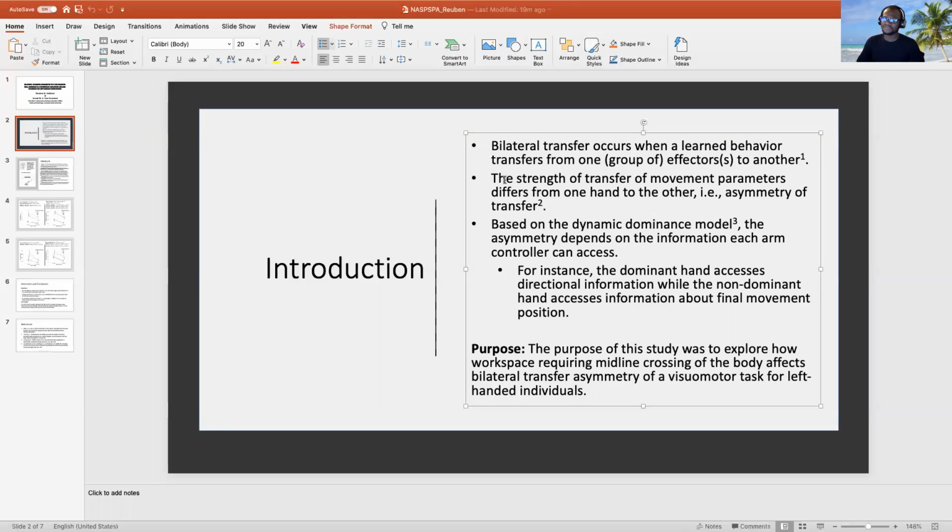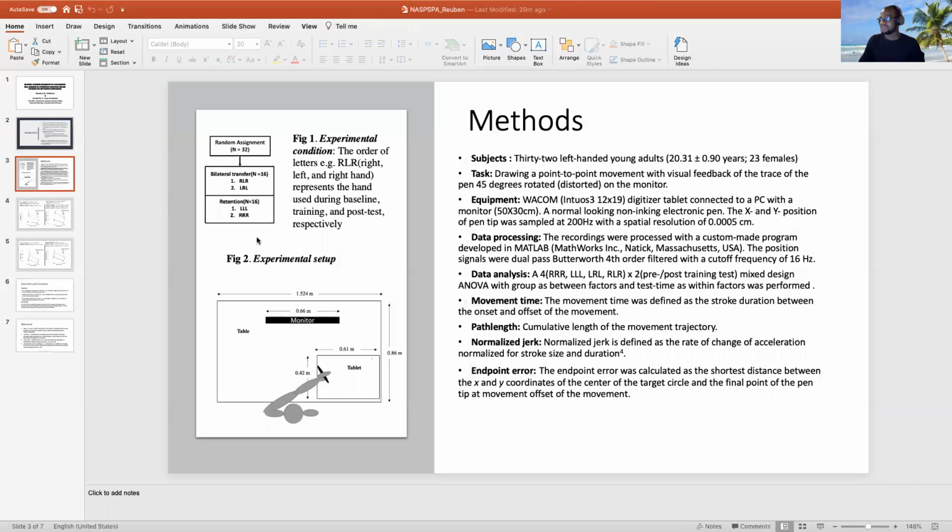final movement position. The purpose of the study was to explore how a workspace requiring midline crossing would affect bilateral transfer asymmetry of a visual motor task for left-handed individuals. To answer this question, we recruited 32 left-handed healthy young adults for the study, and they were randomly assigned to one of two groups, the bilateral transfer group and a retention group.